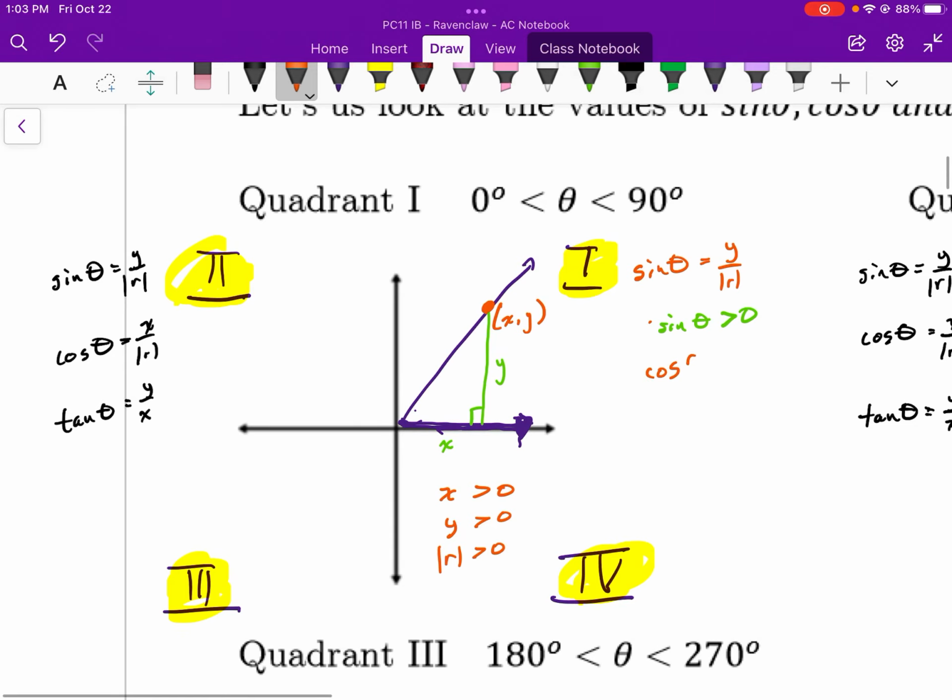Moving on to cosine theta. Now, cosine theta, by definition, is the x-coordinate divided by my radius vector r. Just plugging in, if we take a look at this point right here, x is always positive in all angles in quadrant number 1. So what does that mean? Well, it means that x is positive, my radius vector r is positive, so a positive divided by a positive will also be a positive.